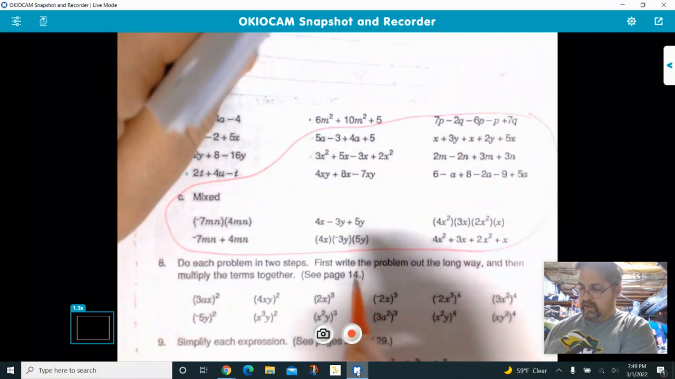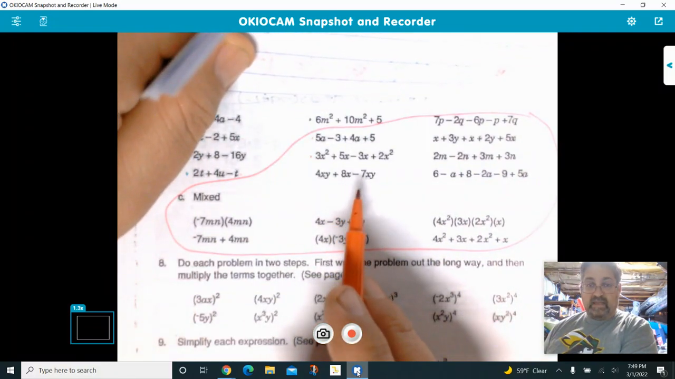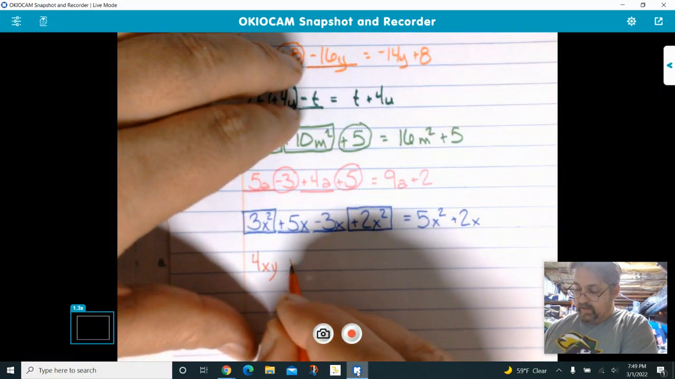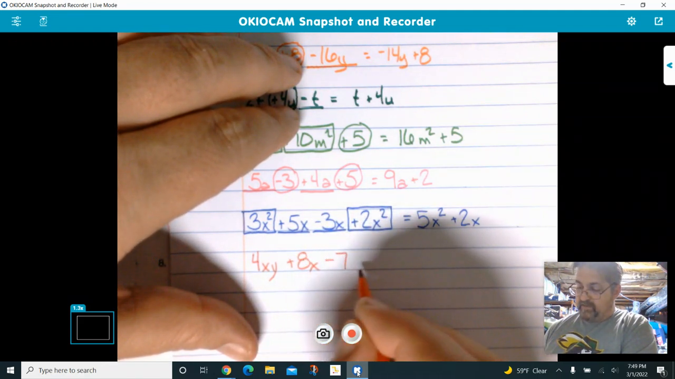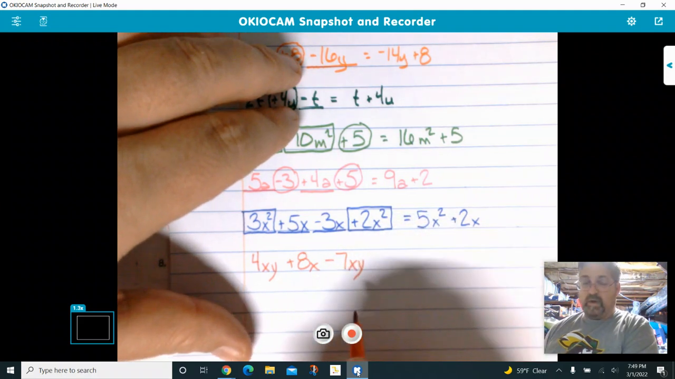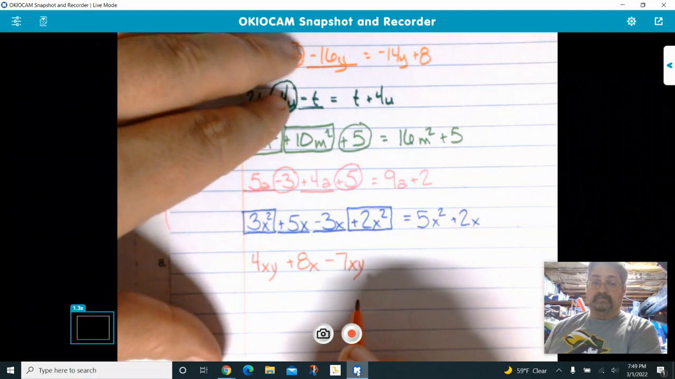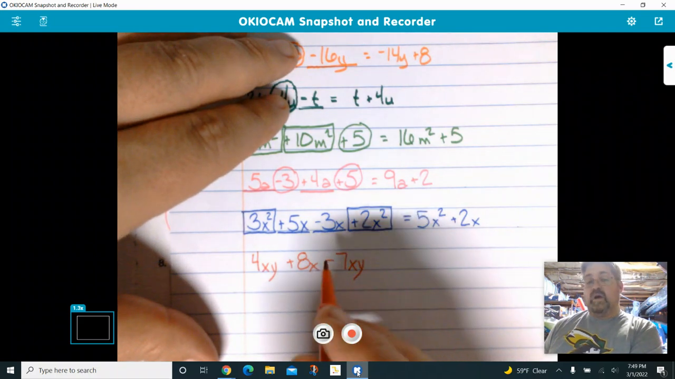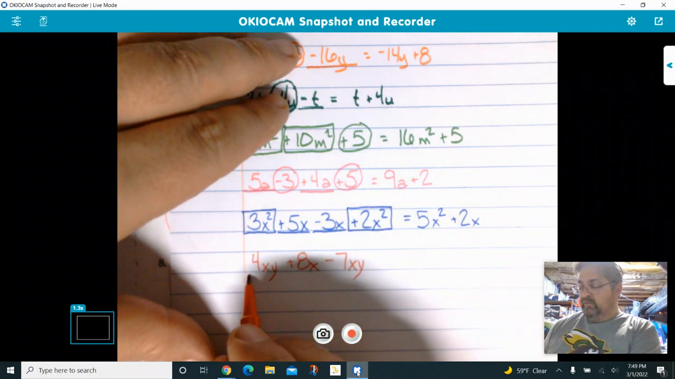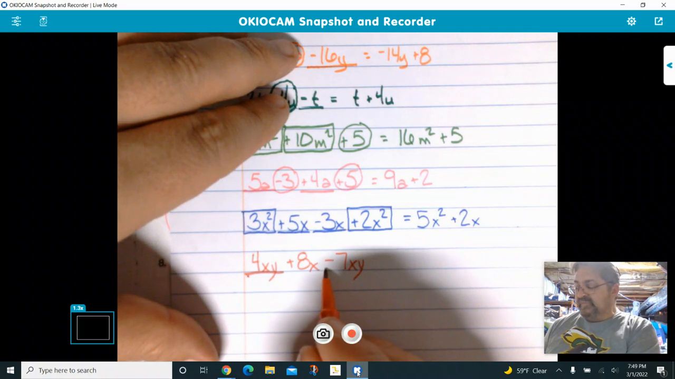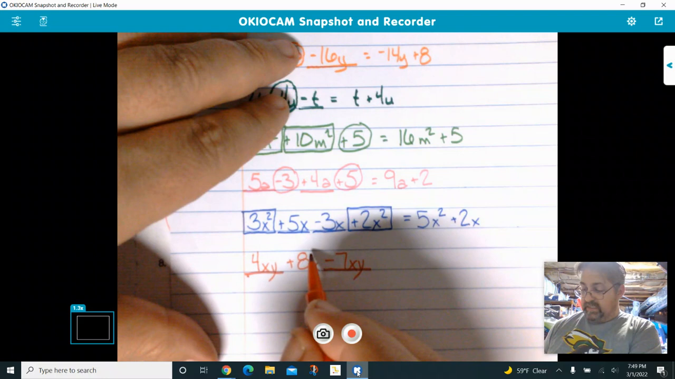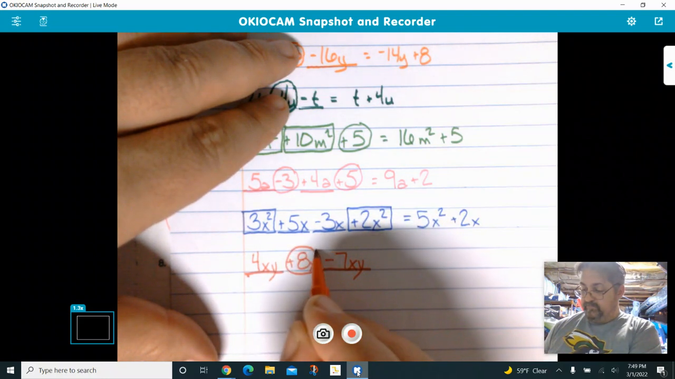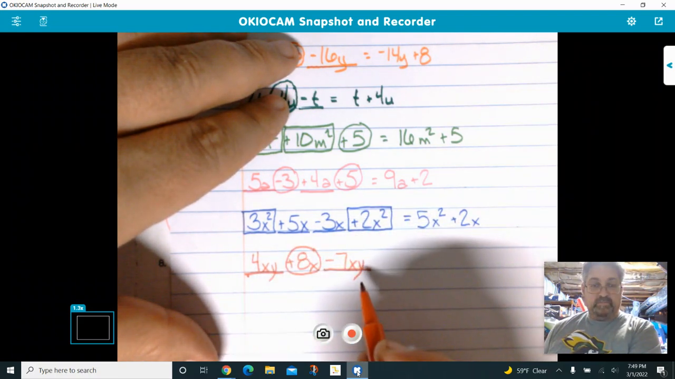4xy plus 8x minus 7xy. Okay. I'm going to underline my xy terms, getting the minus sign in there with it. I'm going to circle my x's by themselves. And is there anything else left in this problem? No, there's not.